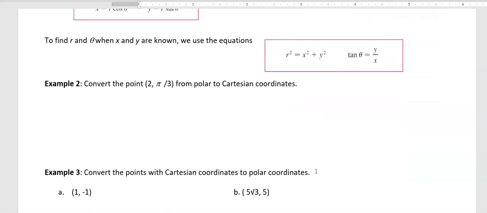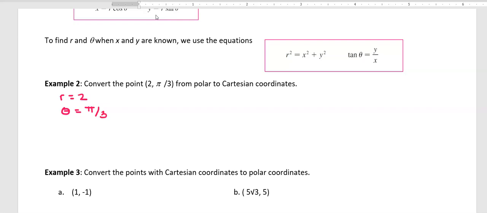So what we're going to do in example 2 is use some of these ideas to convert from one to the other. So in example 2, it says to convert the point 2, pi over 3 from polar to Cartesian coordinates. So to start, we know that we have an r value of 2 and an angle of pi over 3.